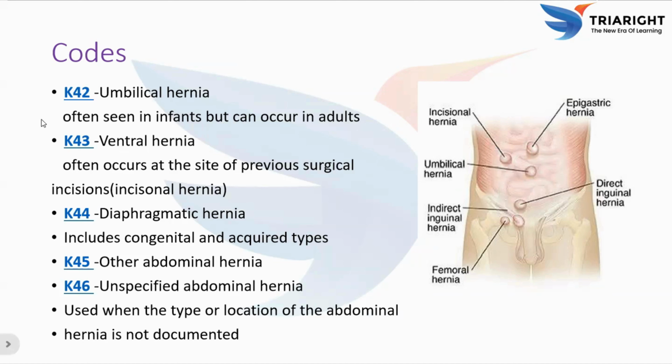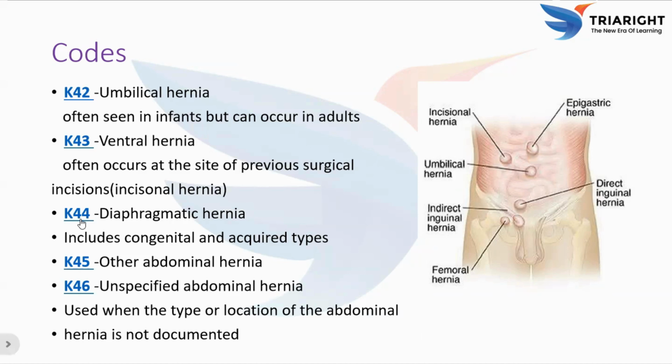So coming to K43. K43 means it's a ventral hernia. It's a hernia in the anterior abdominal wall that is not inguinal, femoral or umbilical. It often occurs at the site of previous surgical incisions, that is incisional hernia. So ventral hernia is also denoted as incisional hernia.